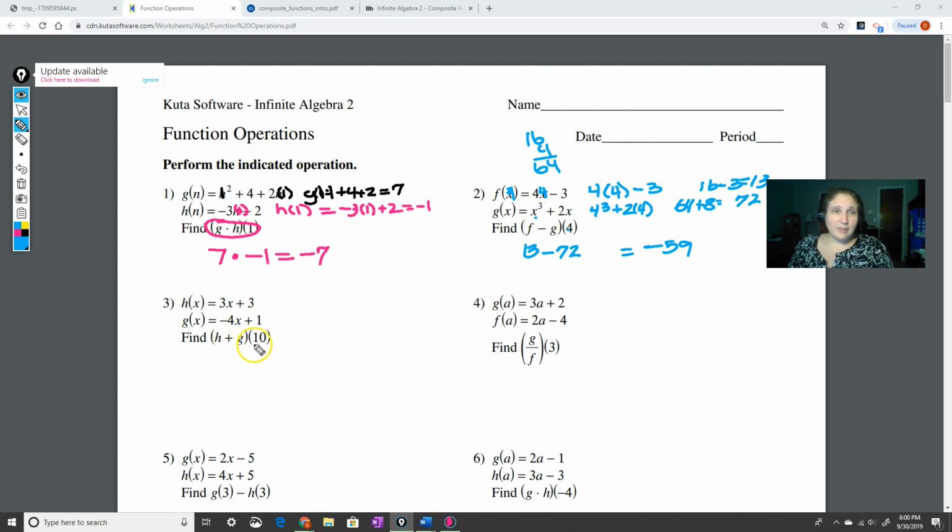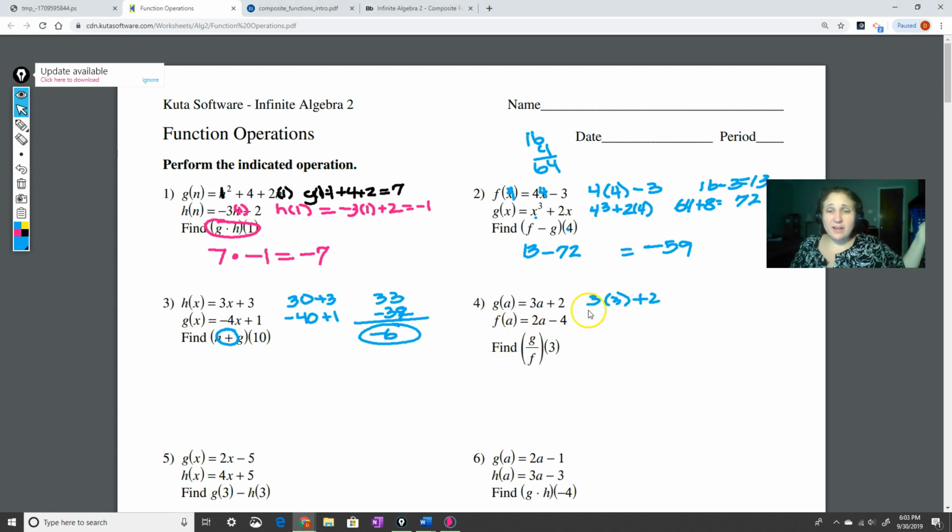Here, same exact idea. We would just put 10 in. 3 times 10 is 30. 30 plus 3 gives me 33. Plug 10 in here. Negative 4 times 10 is negative 40. Negative 40 plus 1 is negative 39. Then it says add those numbers up. Negative 6, done.